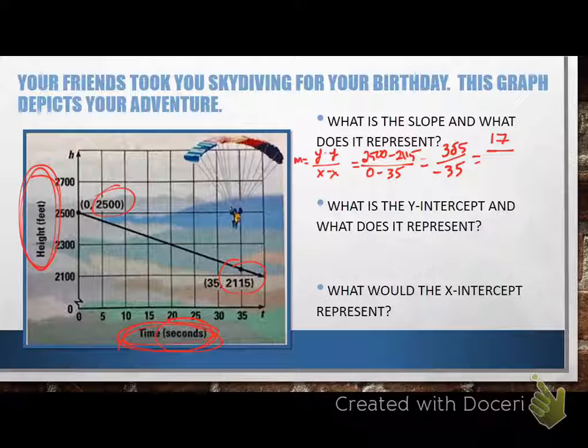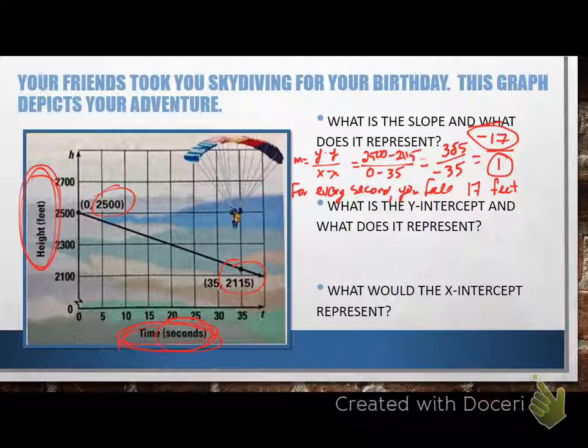But thankfully for us, in a fraction, it doesn't matter where the negative is. So I can bring the negative up to the numerator, and it means the same thing. So now I can say that for every 1 second, we decrease our height by 17 feet, which means that for every second, we're falling 17 feet, right? And so you want to write that out, and I'm kind of out of room here. I'll try. For every second, you fall 17 feet.